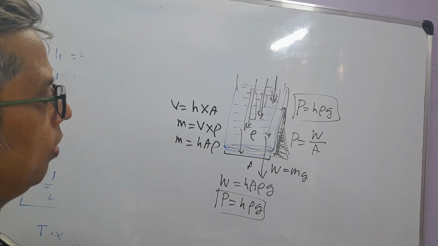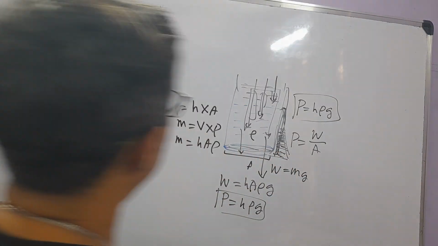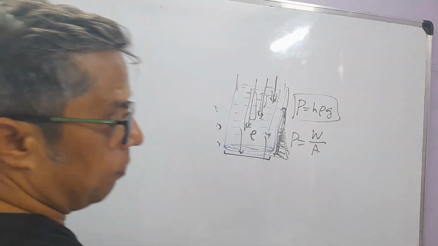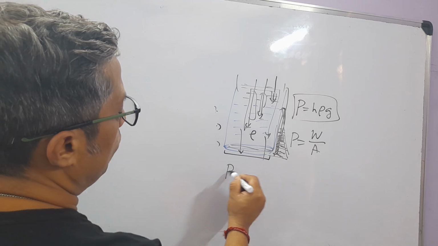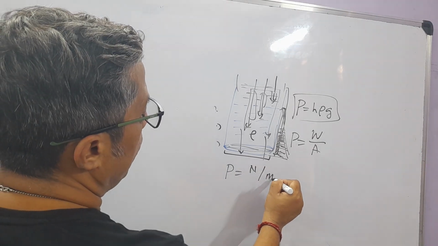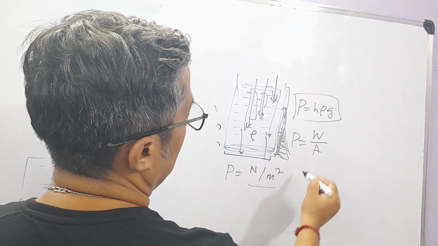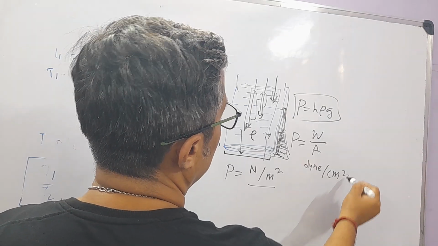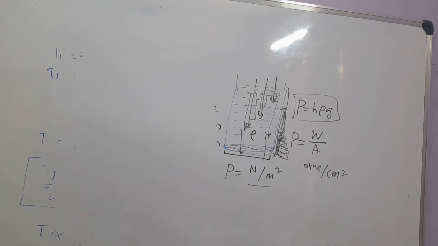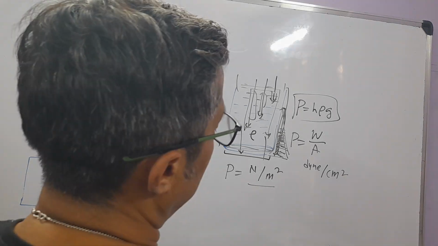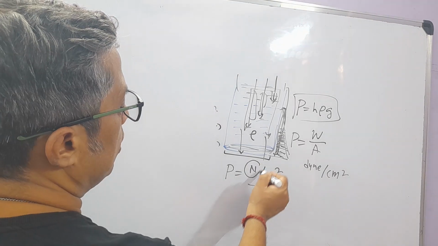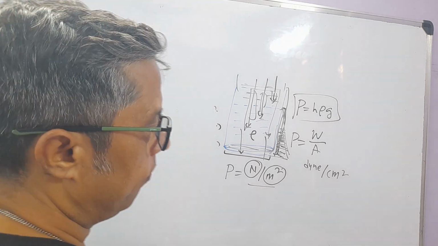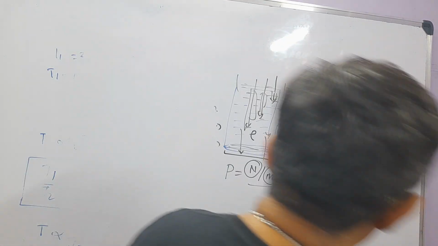Now what will be the unit of pressure? Pressure is force by area, or thrust by area. That means the pressure unit will be Newton per meter square in SI, and in CGS it will be dyne per centimeter square. Pressure is a scalar quantity, whereas force is a vector quantity, and area is a vector. So this is about pressure.